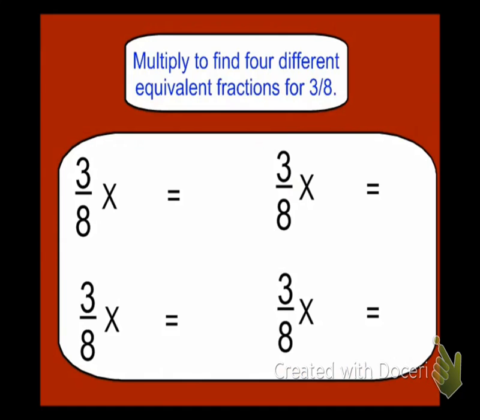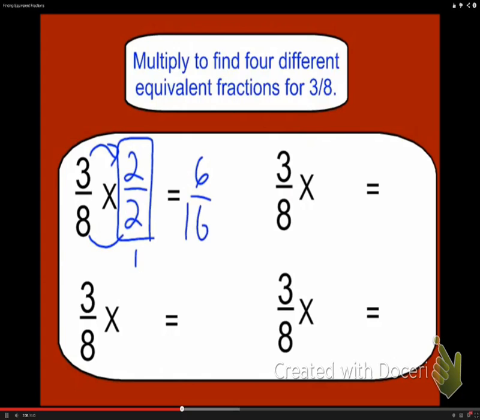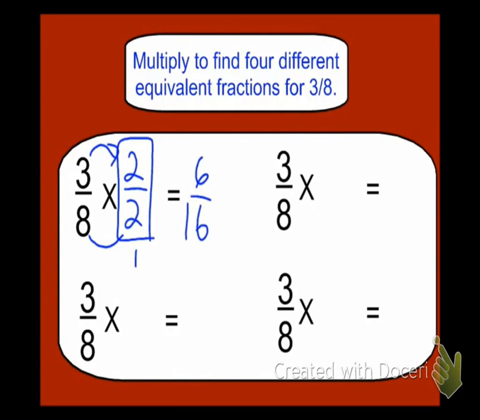So if your teacher asked you to write 4 different equivalent fractions for 3/8, it'd be easy. We could multiply 3/8 times 2/2, which is just like multiplying by 1. We're not changing 3/8's value. 3 times 2 is 6. 8 times 2 is 16. 6/16 is an equivalent fraction to 3/8.